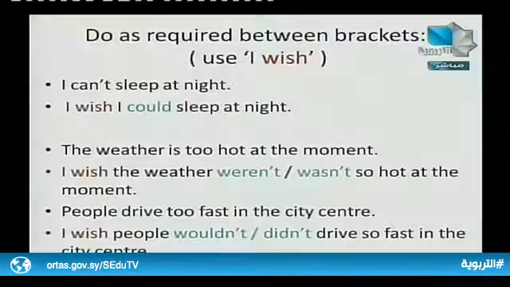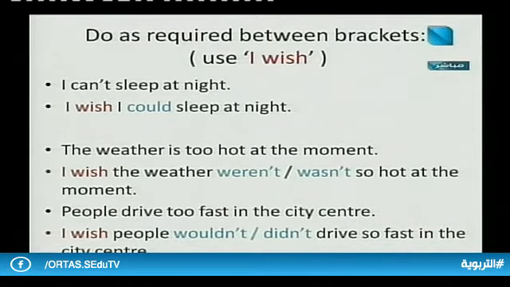The second one: "The weather is too hot at the moment." "I wish the weather weren't or wasn't so hot at the moment." Both are accepted. Now there is another question. I'm sorry, I ask all the time, but it's okay for the students.